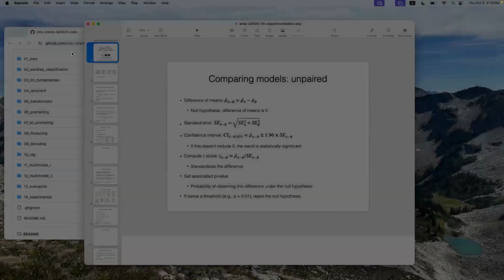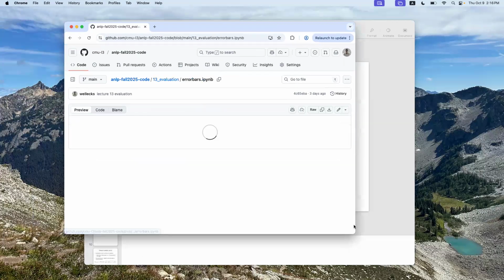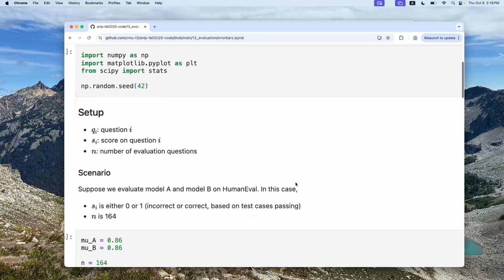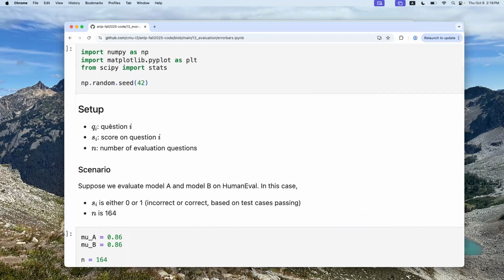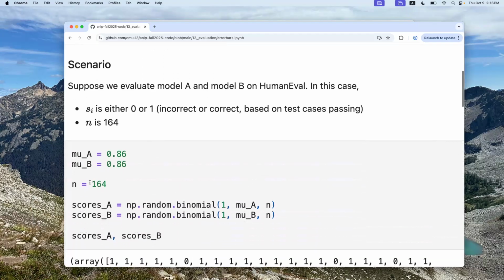So in the code repository for the course, just to make this really concrete, it has a little simulated example of this. Here again, we have the setup where we have a question and then some score on the question and some number of questions. For fun, we can set it to the number that's in human eval, which is 164. And here, the interesting thing is that let's assume that in the simulation, the underlying models actually have the same true average score on this data set.